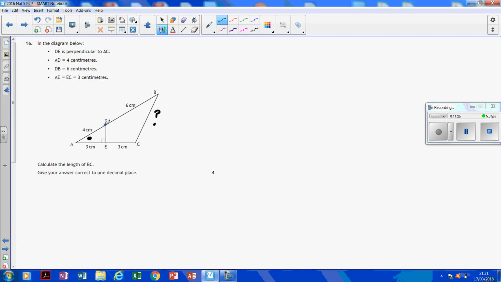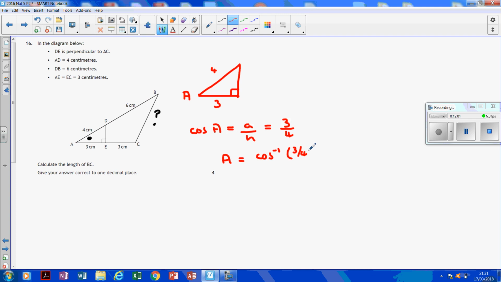But they've told me that that's a right angle triangle, so I can use that right angle triangle to find that angle. So if we take a right angle triangle out from that, that there is 3, that there is 4, and if I call that angle A, then if we label our sides, that's adjacent, that's hypotenuse. So cos A is adjacent over hypotenuse, which is equal to 3 over 4. So if I do my shift cos, I can get angle A. So we've got cos to the minus 1 of 3 over 4. And when I do that, I get a value of 41.4 degrees.